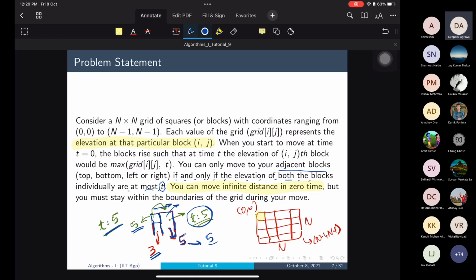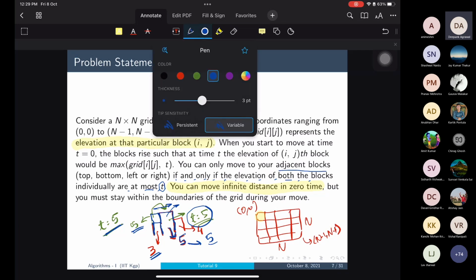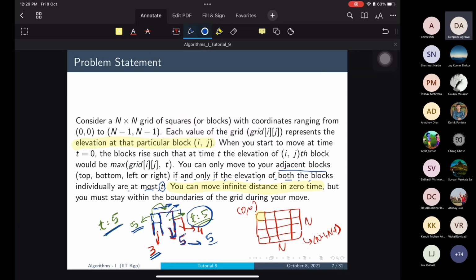Suppose there was a next block which has an elevation of 4. At t equals 5, this particular block will also have an elevation of 5, right? Yes, sir. So at t equals 5, you can directly move from 3 to 5, 3 to 4. You can directly move from here to here at t equals 5.